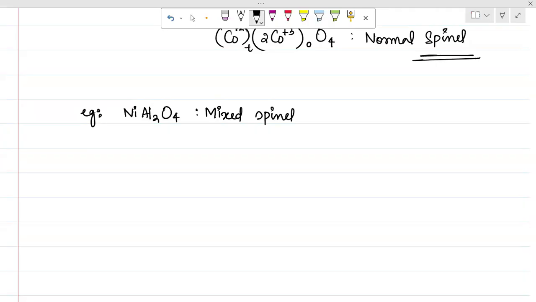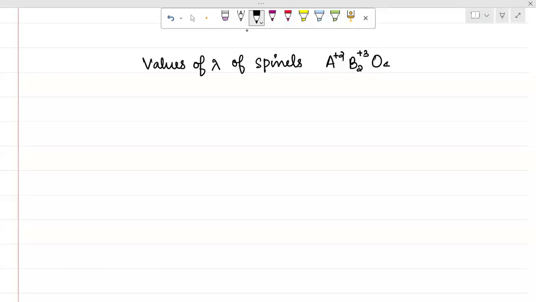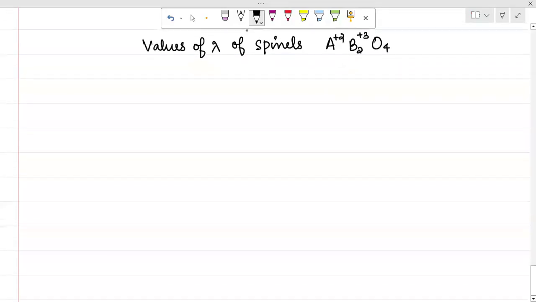So what I would suggest is, I have taken a table from Huheey, wherein they describe some parameter called lambda. Values of lambda of spinels, wherein A is in +2 oxidation state, B is in +3, O4. This table, I would request you to learn by heart so that you don't end up getting negative marks. Write it two to three times and then it will come with a flow.